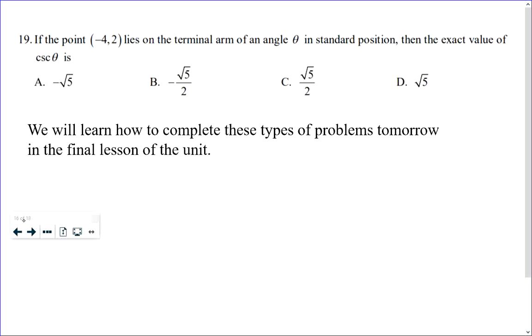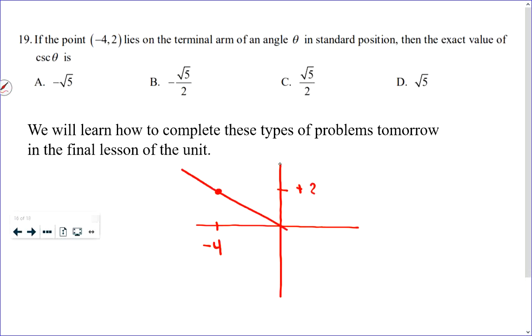So when we're told that the point -4, 2 lies on the terminal arm, what does that mean? Well, negative 4 comma 2. I'm not sure we need a diagram here, but I'm going to put it. This is negative 4. This is positive 2. And we have a terminal arm that passes through that point. There's the vertex of the terminal arm, and it's passing through that point. And this is the rotation angle we're talking about.